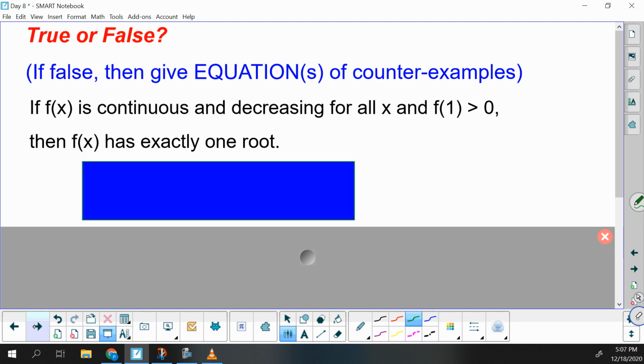All right, we'll finish with two true-false questions. So if f of x is continuous and decreasing for all values of x, and we know that f of 1 is greater than 0. So we know there is a point that's above the x-axis, and it's always decreasing. Then the function has to have one root.